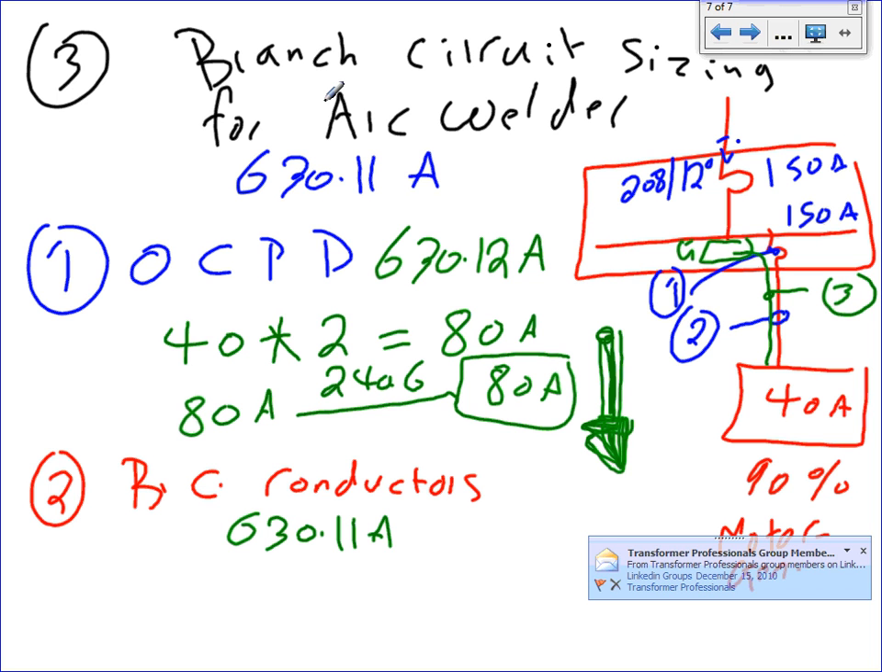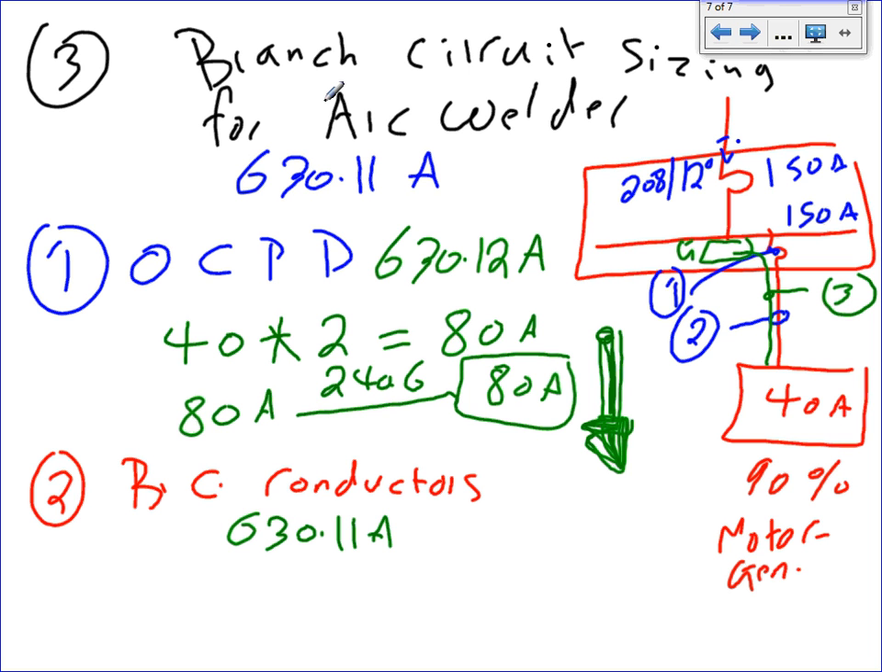If you read B, aren't we sizing the conductors that are feeding the welder right now? Yes. So why aren't we at 630.12(B) instead of 630.11? Because B is still to size the overcurrent protection device that protects the conductors, not the conductors. They're talking about protecting the conductors. We will size the conductors first. So we size the branch circuit conductor with 630.11. If you read through this for an individual welder, it tells you to apply the table.